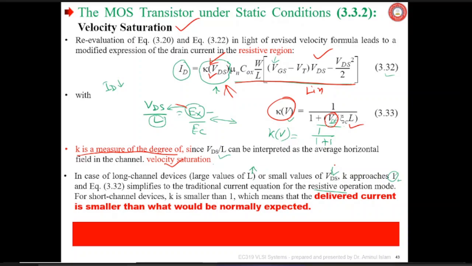And hence, what will happen to the current? The current delivered by this small short channel device will be smaller. As you can see in the last line, for short channel devices, K is smaller than 1, which means that the delivered current is smaller than what would normally be expected. This is the main theme of velocity saturation.